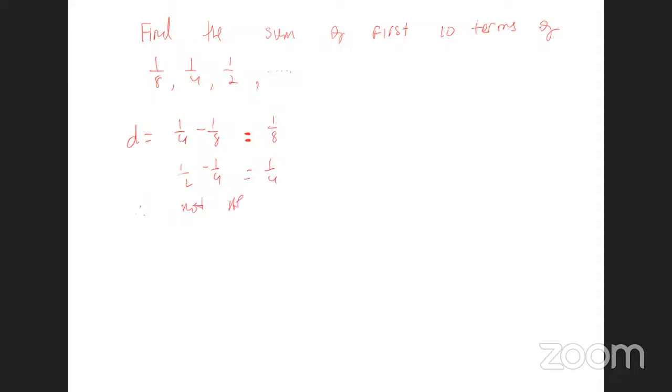So check for GP now. Divide a quarter by the term before it, and you will get 2. Take a half divided by the term before it, and you'll get 2. So therefore, it's a GP. We know what A is, and we know that R is 2. Use the right formula and work it out, right?